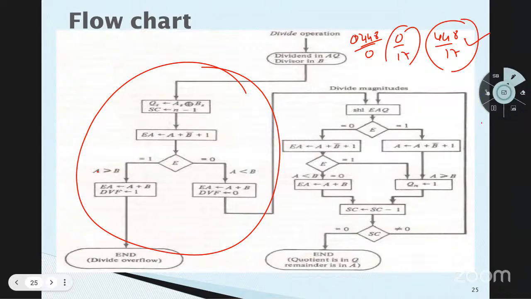Shift left EAQ, then E is equal to 0 and E is equal to 1. Then if E is equal to 0, then the 2's complement addition, and here E is equal to 1, the 2's complement addition. And why are you doing the 2's complement addition?